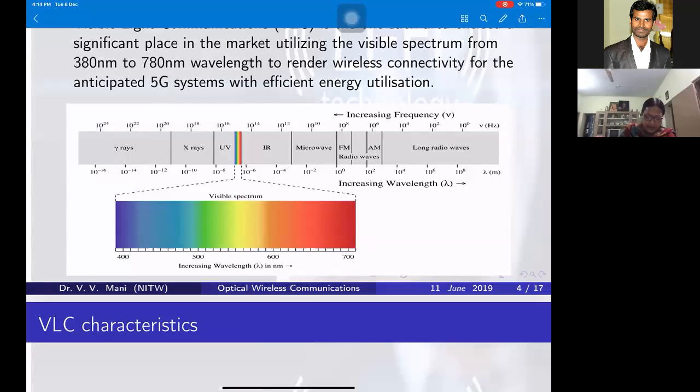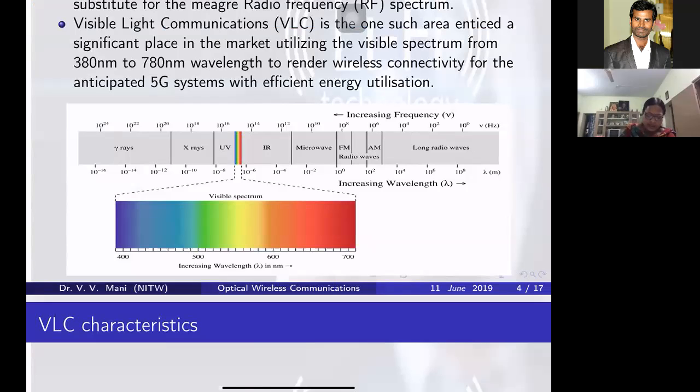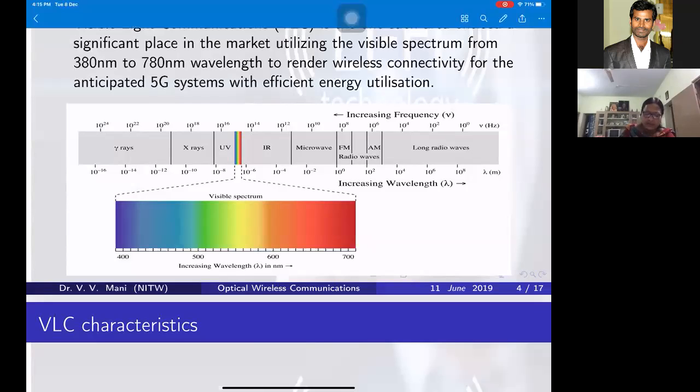Then what is the next band? The next band is the visible light spectrum, right? This is blue, green and red, the visible light spectrum. We have not used this one for communication, but the rest we have already used. Infrared we are already using. Microwave we are using. FM, AM we are using. Long radio waves also we are using. Then the next band is ultraviolet. Already we are using it for some health applications, X-rays, gamma rays, like that, right? So many rays are available. So everywhere the application exists.